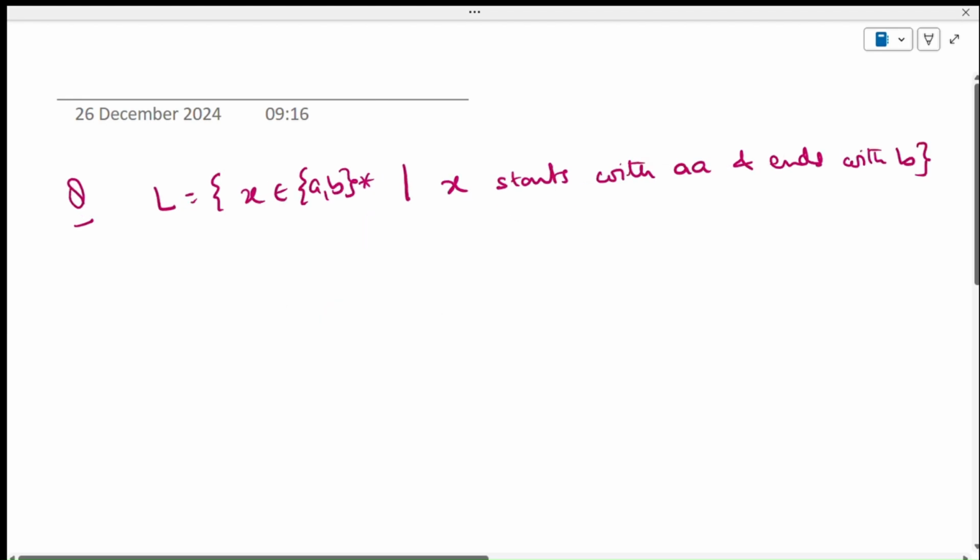Next question says that x starts with double a and ends with b. So the regular expression would be a a followed by (a + b) whole Kleene closure, then b. It should always start with double a and end with b.